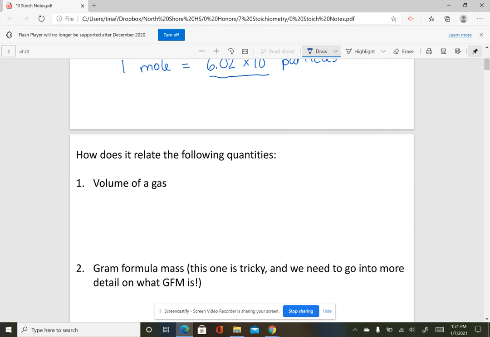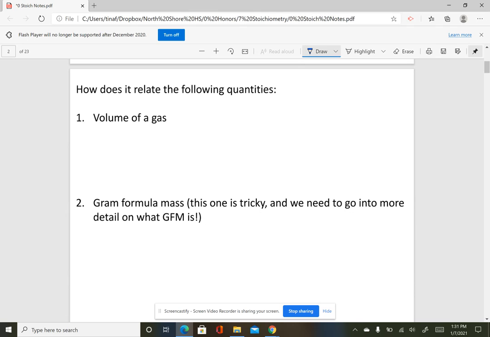Okay. So how does it relate to the following quantities? In the beginning of the year, when we learned about converting units, we had these conversion factors. We put them in parentheses in a fraction form, and they helped us cancel out one unit and get to another unit. So, with the mole, we also have conversion factors to help us get from one unit to another. As far as volume goes, we only have a conversion factor if the substance is a gas. If the amount of gas particles is the same within two substances, they'll always take up the same amount of space.